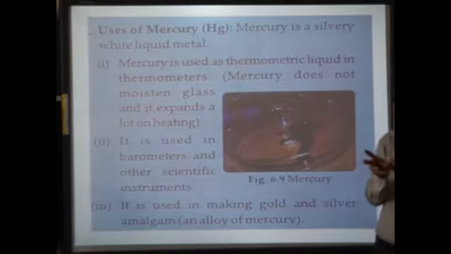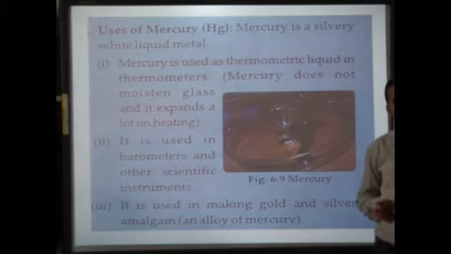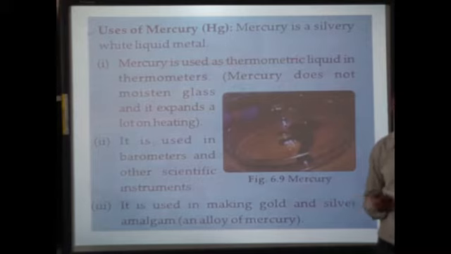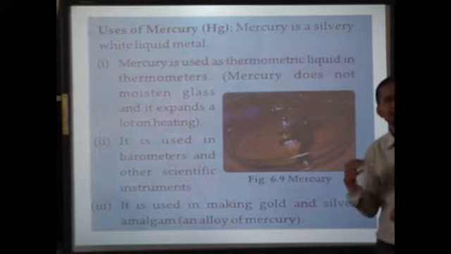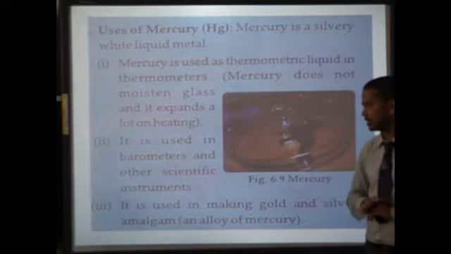If one component is mercury and the other is gold, then you can say it is gold amalgam. If one component is mercury and the other is silver, then it is silver amalgam. But mercury is a must. For making amalgam, mercury is a must.